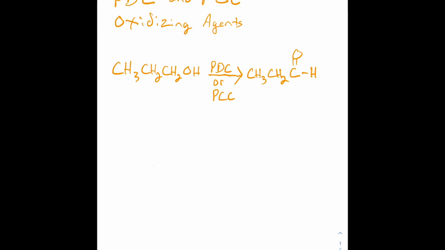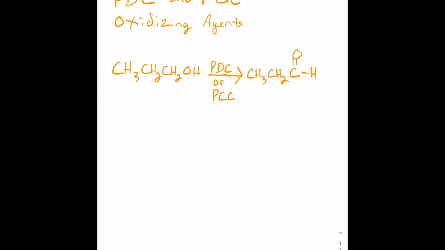When dealing with PDC or PCC, you need to know that they're oxidizing agents. And what they do is convert an alcohol into an aldehyde or a ketone. And they can be used interchangeably.